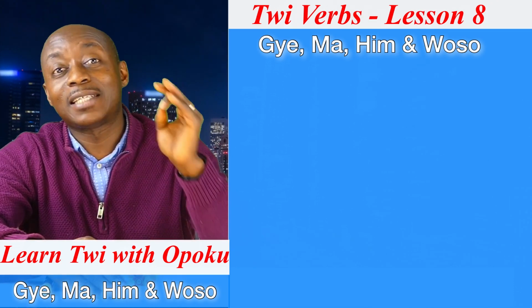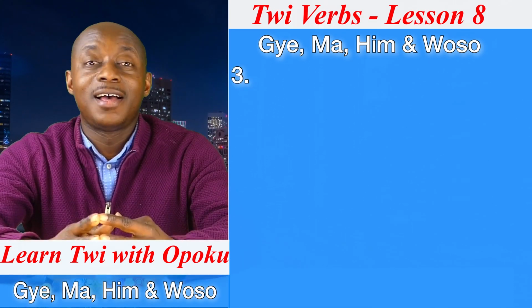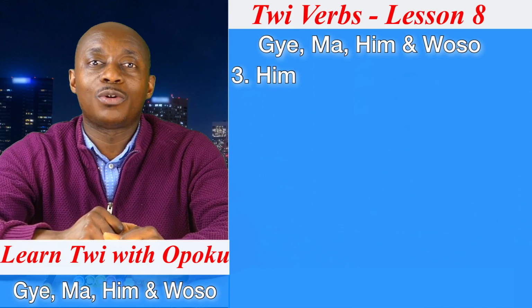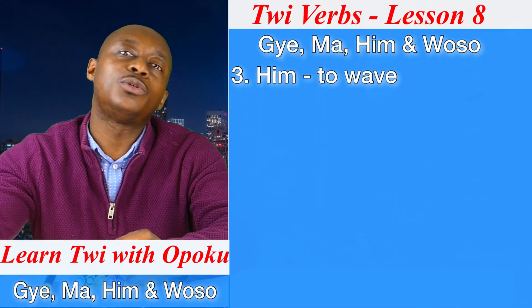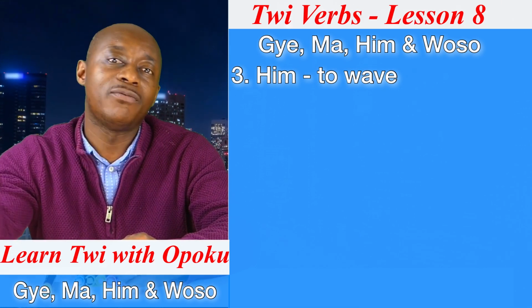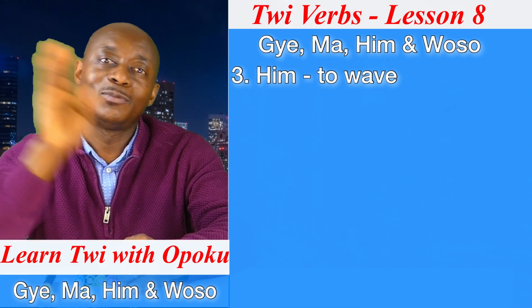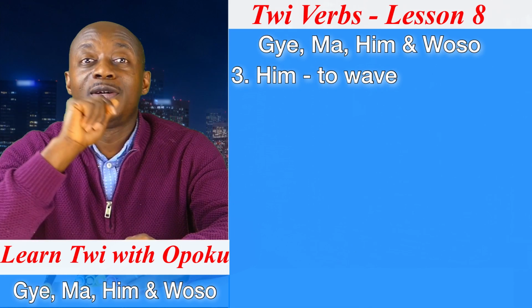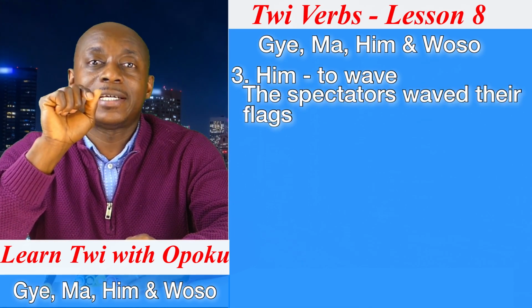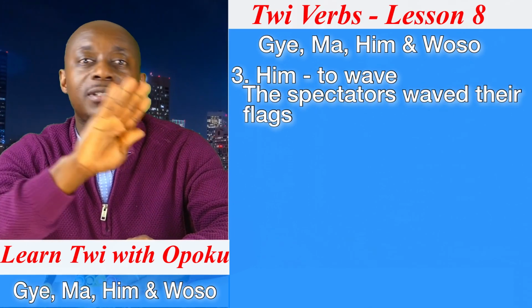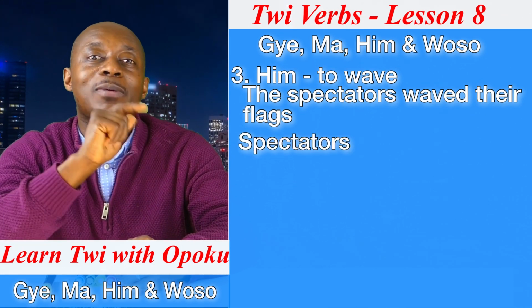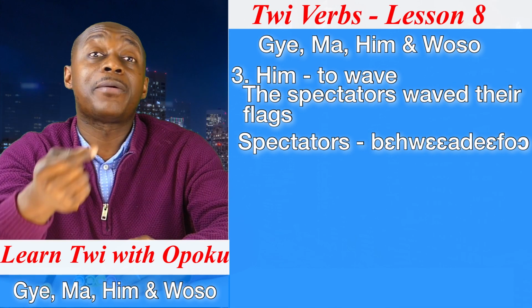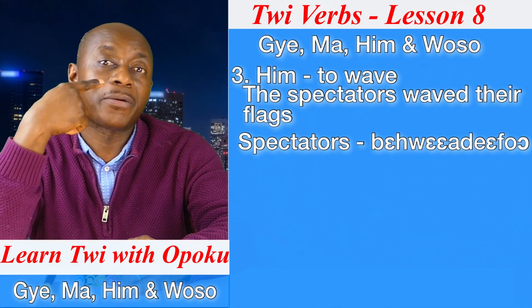That was our second verb. Our third verb is what? Him. When we say him, it means what? To wave. To wave. So we can say that the spectators waved their flags. In Twi, spectators are known as what? Behwe adefo.